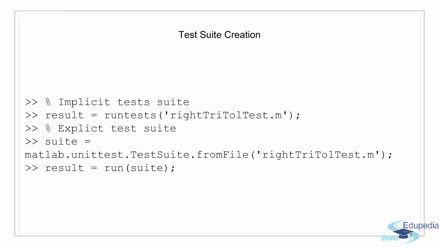The first one is where I have passed the right triangle tolerance test to the run tests function, and the second is creating an explicit test suite using the test suite function from file as shown, and then I will run the created suite. Both of these statements will produce the same result. You can create a test suite from all the test files in a specified folder using the testsuite.fromFolder method. If you know the name of a particular test in your script based test file, you can create a test suite from that test using testsuite.fromName.